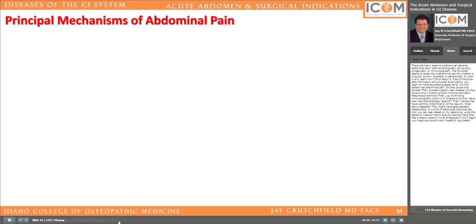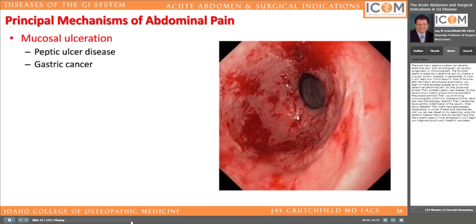Do they booze and smoke? And probably peptic ulcer disease. Do they have a known history of autoimmune disorders like rheumatoid arthritis or lupus? Then you have to think immunologically. Maybe they have Crohn's disease or ulcerative colitis. Have they had chemotherapy recently? Then they may have typhlitis, which is inflammation of a specific part of the ascending colon, the cecum.